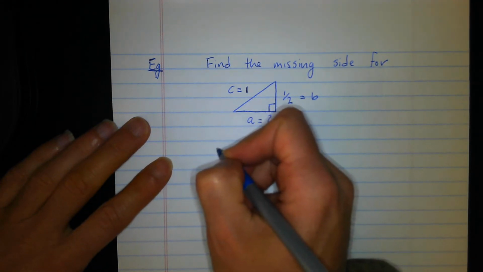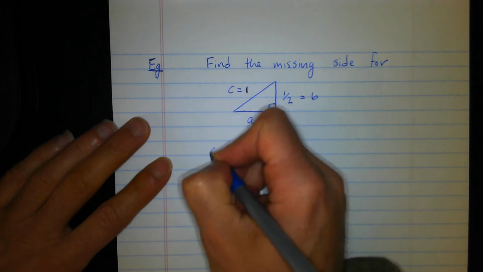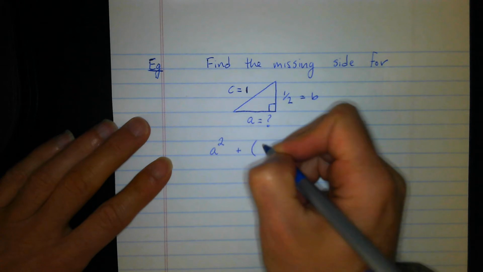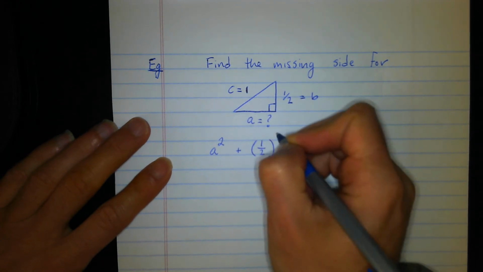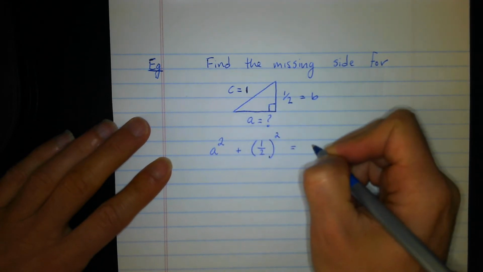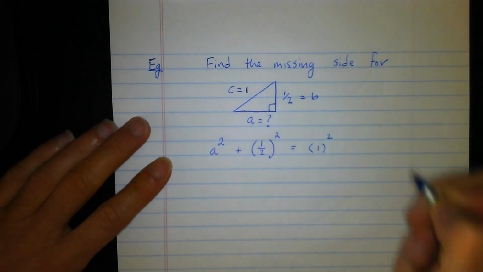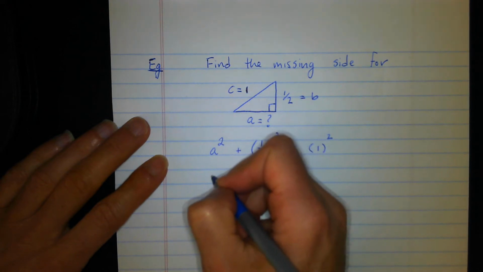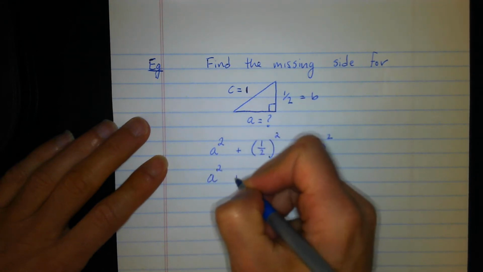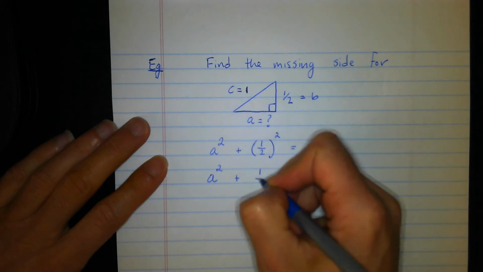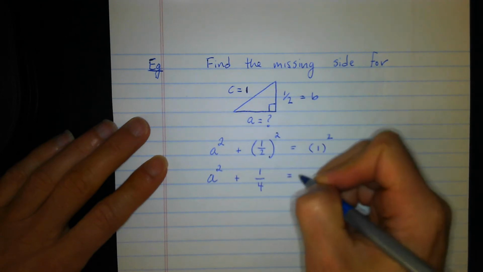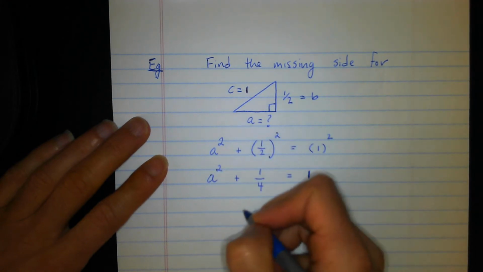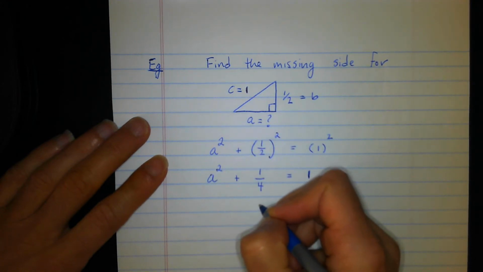We get a squared plus b squared. A is unknown, so I'll just leave it as a squared, plus b squared, which is 1/2 squared, equals c squared, which is 1 squared, like so. Okay, now at this point I can just start solving for a. Okay, 1/2 times 1/2 is 1/4. 1 squared is 1. And then if I isolate a, the first thing I would do is subtract 1/4 from both sides.